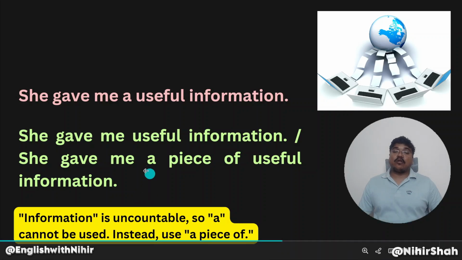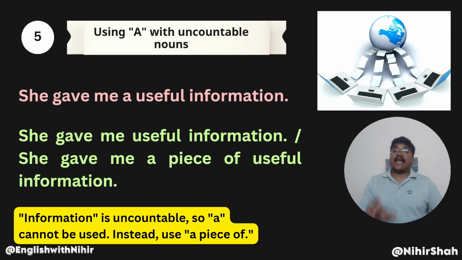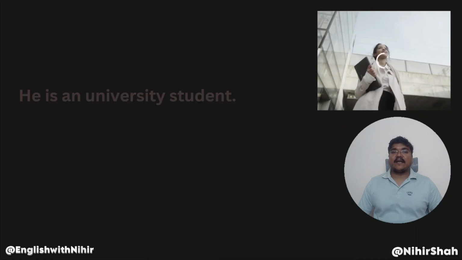And you can also use a phrase like a piece of useful information. Okay. So this is mistake number 5: using a with uncountable nouns. Let's move on to the sixth mistake.